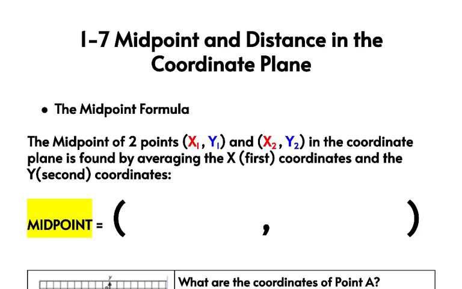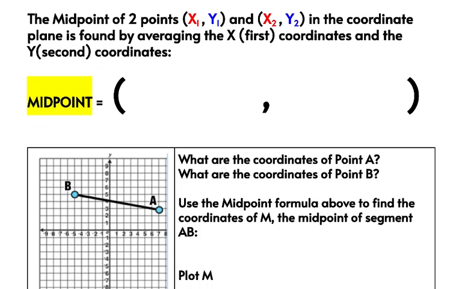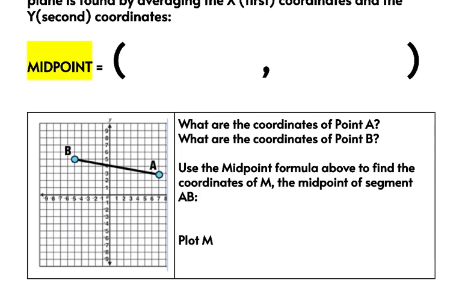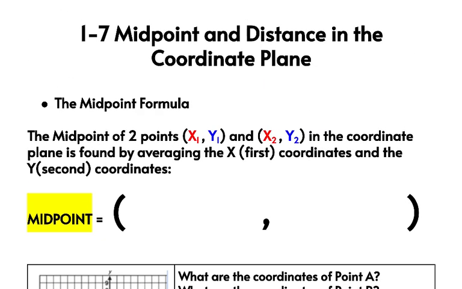This next section, 1.7, is going to be on the midpoint and distance formula in the coordinate plane. So first of all, what's a coordinate plane? It looks like this. It's your x and your y axis and all your points laid out on a grid. So that's what I mean when I say the coordinate plane.